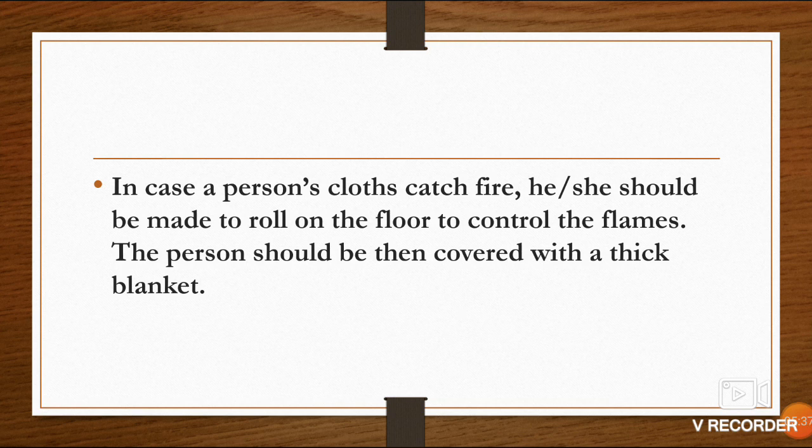If there is fire in someone's clothes and a person is catching fire, they should immediately roll on the floor to control the flame, and the person must be covered with a thick blanket. If possible, we should use water. So in this way, if we take care of certain things, we can avoid fire accidents, and if there is a fire accident, we can come out of it if we follow certain rules.